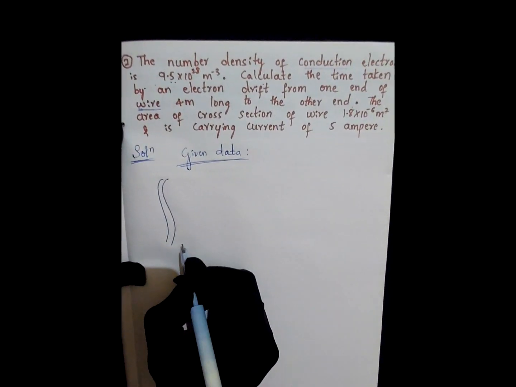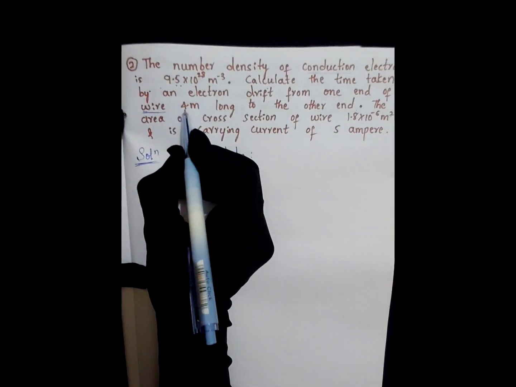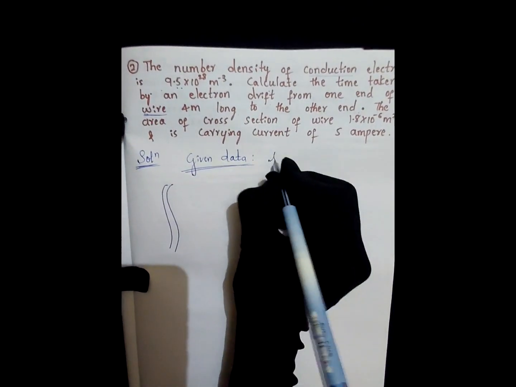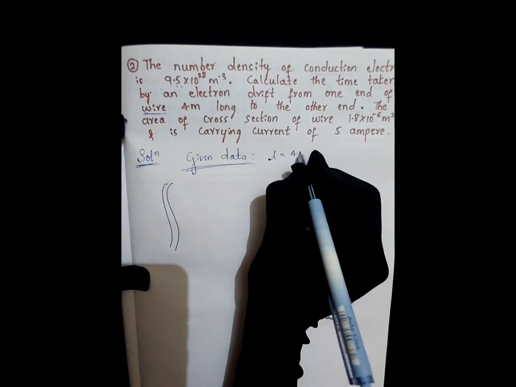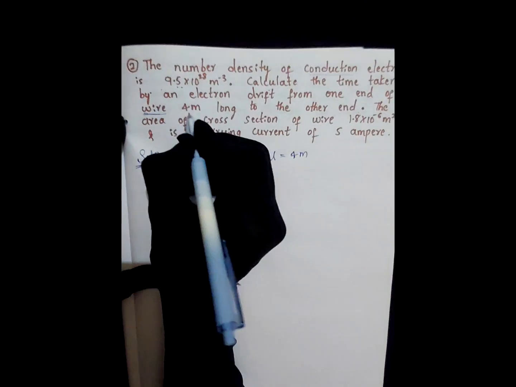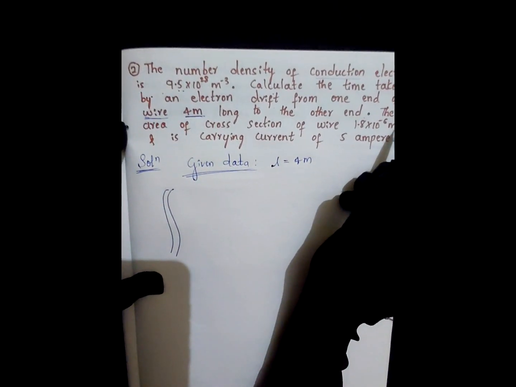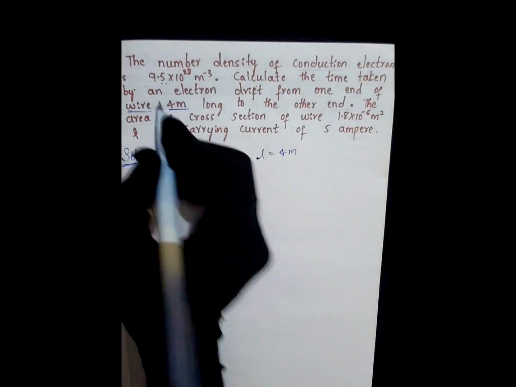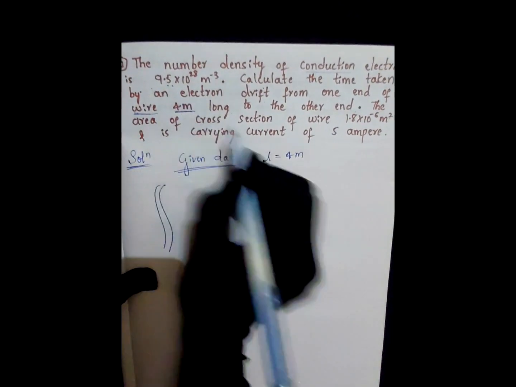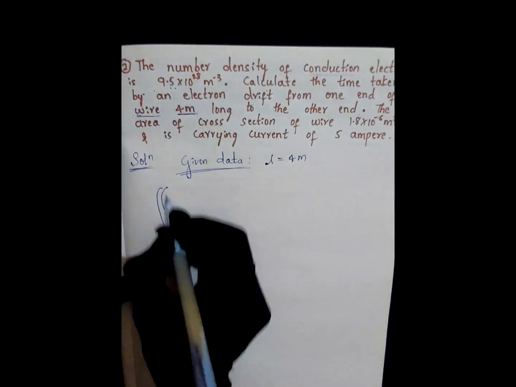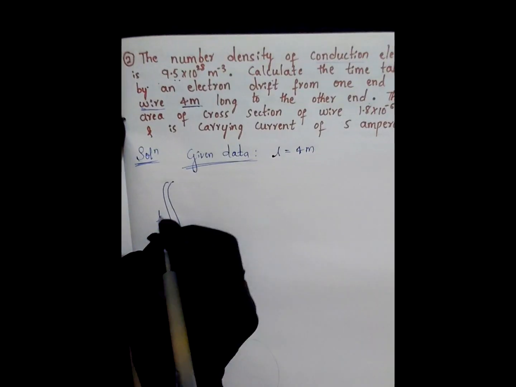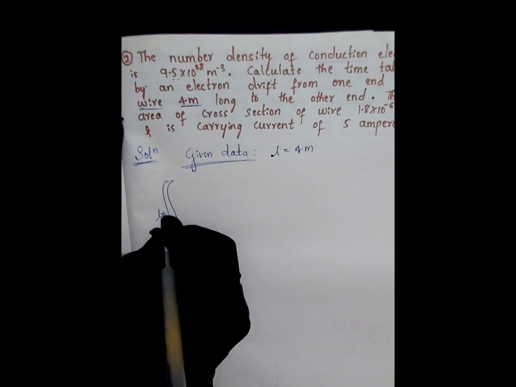The wire length is given as 4 meters, which means its length L equals 4 meters. First you need to observe the units here. I observe the unit meter. Meter means length, and length is already given. The wire length is L equal to 4 meters.